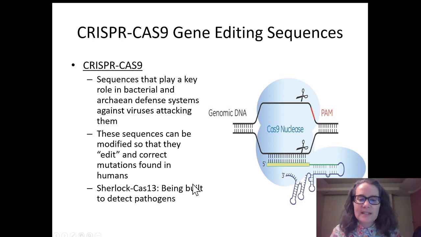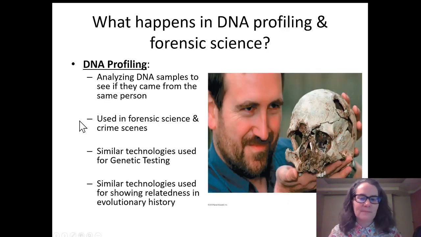There are also some systems being built that will help us detect pathogens. Those are called Sherlock Cas13, but these are also some ways where they're finding different mutations, things of this nature, and then detecting pathogens in early stages, maybe before some other tests can detect those particular pathogens. So that's another way that we're using gene editing and these kinds of technology to create some better technologies for humans.